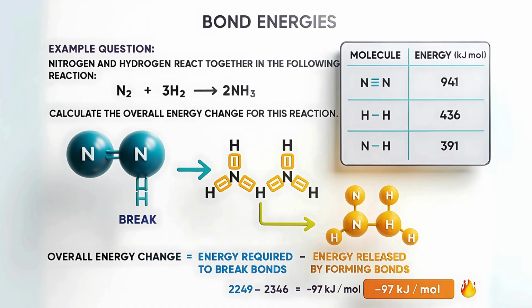The main idea to remember here is that breaking bonds always takes in energy, while forming bonds always gives out energy. The difference between these two amounts tells us whether a reaction releases heat or absorbs it. So, by using bond energies, we can predict if a reaction will warm up its surroundings or cool them down. This is why understanding bond energies is so useful in chemistry, because it lets us explain why some reactions feel hot and others feel cold.